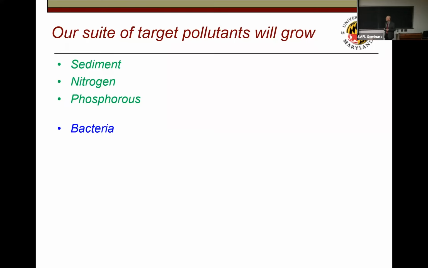Locally, within a couple of streams, and I know this has come up in some of my discussions the last day or two, they're starting to enforce bacteria TMDLs for some of the local streams, and the municipalities are dealing with that. And actually, we have a couple of water bodies where they're enforcing PCB TMDLs. So that's kind of where we are at this point.